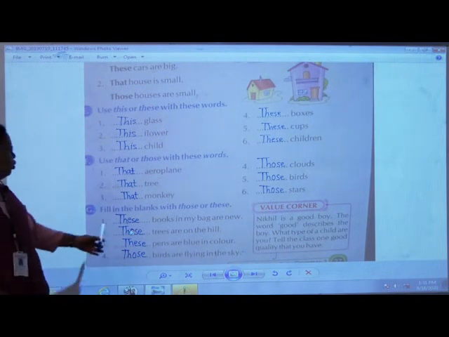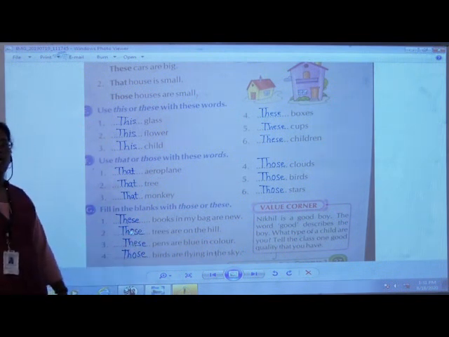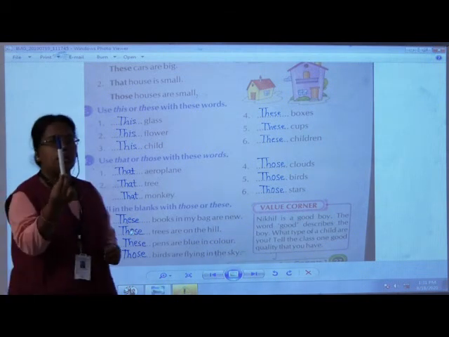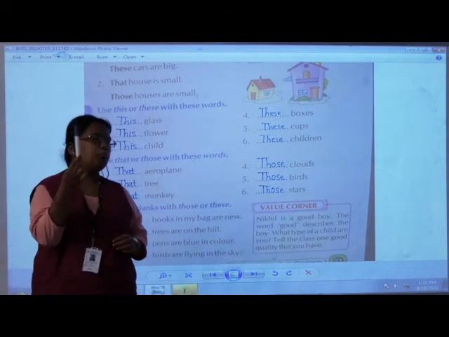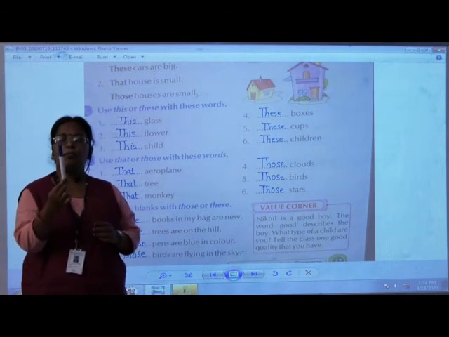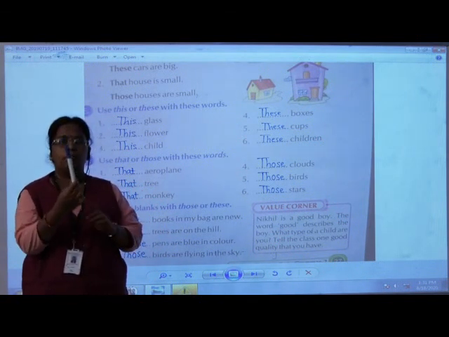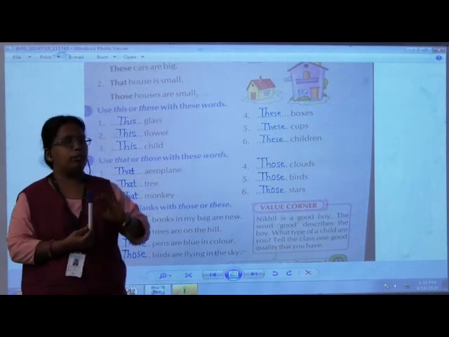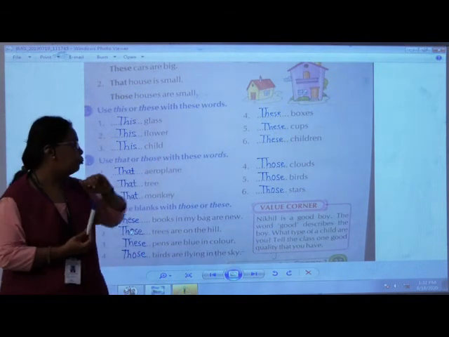Then those trees are on the hill. Then this pen is blue in color. Now here it is only one pen. How many pens are there? Only one pen. If there are many pens, then we will use these pens. But for only one pen, we will use this pen. Why? Because it is only one and it is close to me. It is not very far from me.